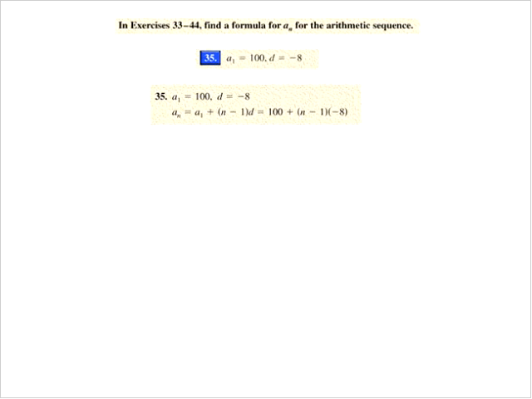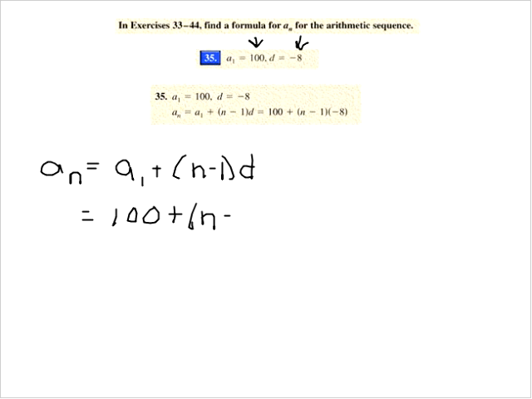Next, we're going to find a formula for a sub n for the arithmetic sequence here. Again, we need to know the first term, we have n minus 1, and we need to know the difference. We are given the first term and the difference here. Substituting those values in, we get 100 plus n minus 1 times negative 8. You can simplify this if you want. Otherwise, we can just leave it like this.